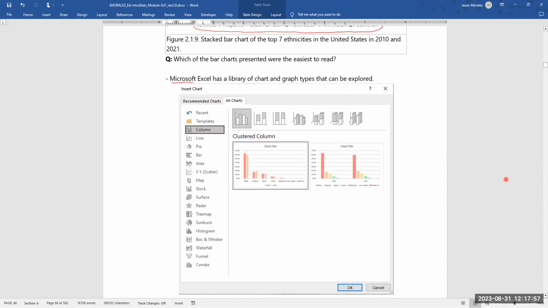Microsoft Excel has a library of chart and graph types that can be explored. So this is a screenshot of the insert chart menu. And you can see you've got column or bar charts, line charts, pie charts, different kinds of bar charts, scatter plots, histograms, box and whiskers, and so on. So there's a lot of different ways that you can format your data so that you can see patterns in the data.